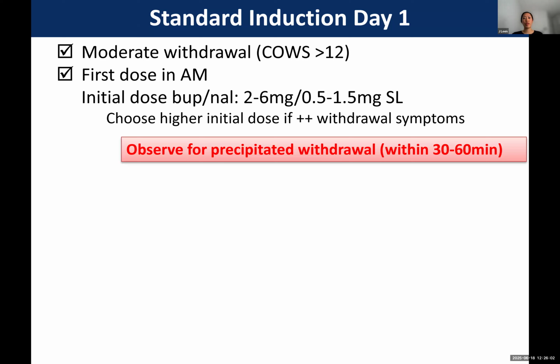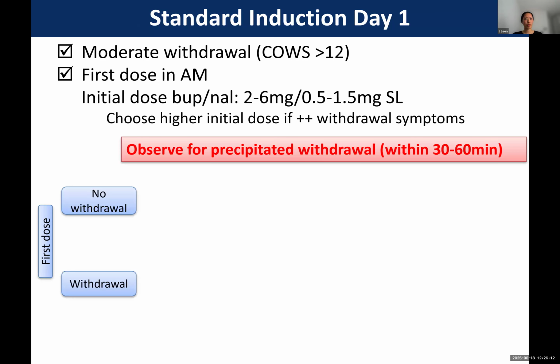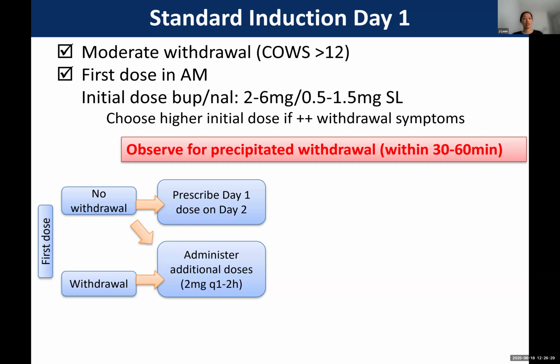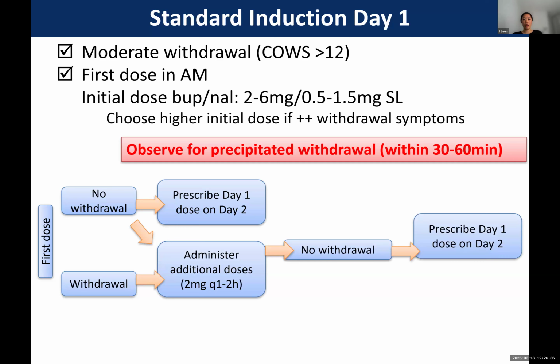And we know that the onset of this medication is within 60 minutes, so we can't dose any more frequently than Q1 hourly. So after the first dose, the two clinical pictures could look like this. The patient could be in no withdrawal, in which you can just prescribe that day's dose on the second day and continue titration, or with consent, or if the patient is in withdrawal, then you can administer additional doses Q1 hourly.